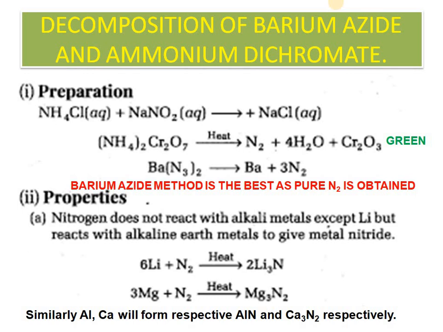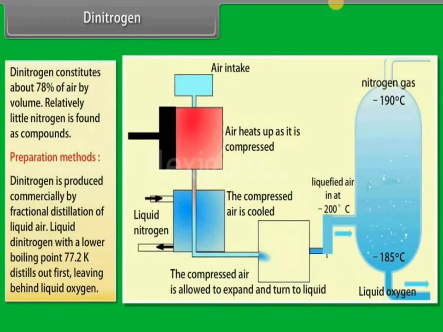Now if you talk of properties, with regard to chemical properties, it can react with metals to form nitrides. Similarly, aluminium and calcium will also form aluminium nitride and calcium nitride. Okay. Now this is dinitrogen.